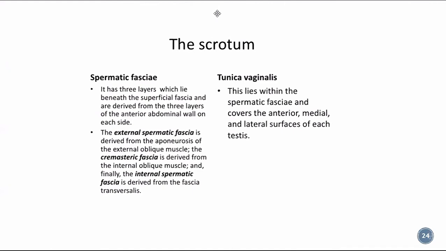And finally, we have the tunica vaginalis layer, which lies within the spermatic fascia and covers the anterior, medial, and lateral surface of the testis.